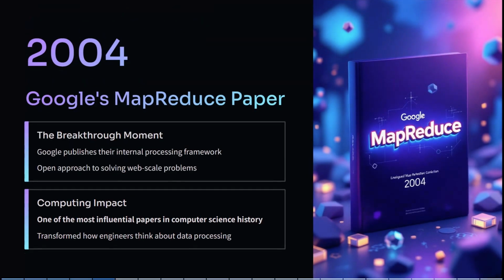In 2004, Google published the MapReduce paper. This explained how they processed massive amounts of data using thousands of machines. This paper became one of the most important ideas in big data. It changed how the entire industry thought about large-scale data processing.